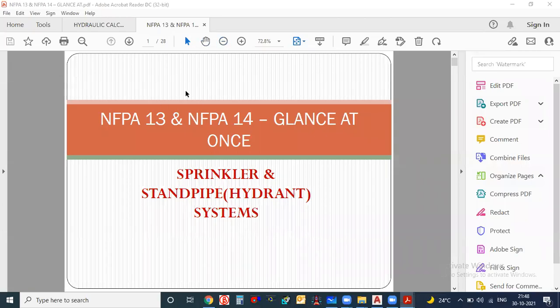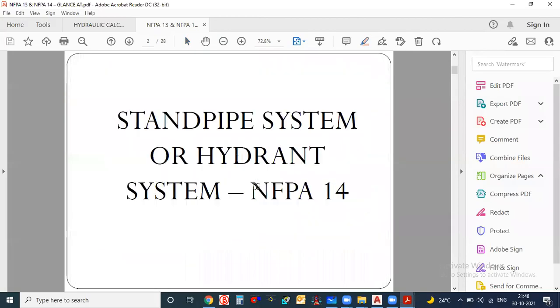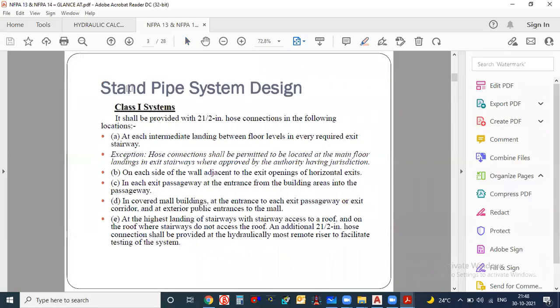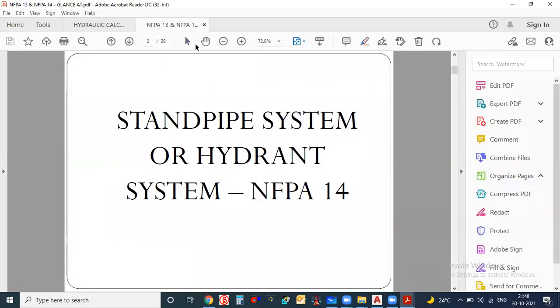So I have just made one PDF where all the NFPA 13 and 14, everything is in one place. It is kind of a summary sheet. Yes, it's very useful data.